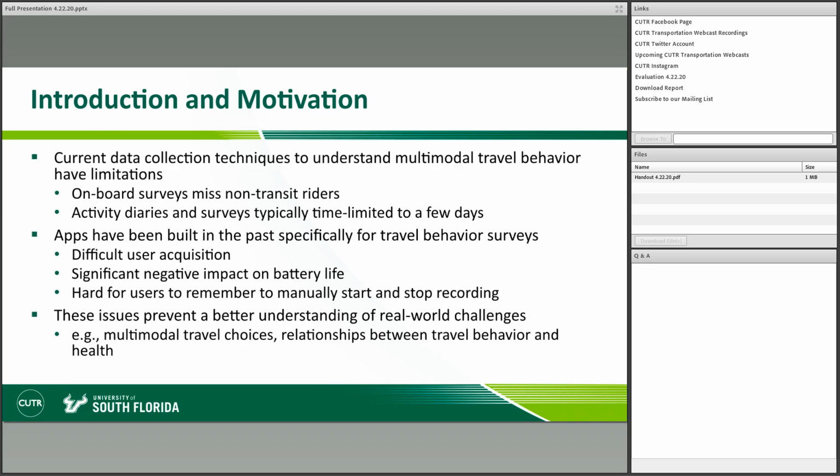But one of the challenges here is that current data collection techniques to understand multimodal travel behavior have significant limitations. Looking at this from the public transportation side of things first, transit agencies will typically do onboard surveys to understand where transit riders are riding to and from. But this will, of course, miss anyone who's not on the bus or not boarding the bus, depending on when the onboard survey is being done. So you're missing any riders that may have chosen not to ride the bus on that particular day for a reason. And these are done typically. They require a lot of effort.